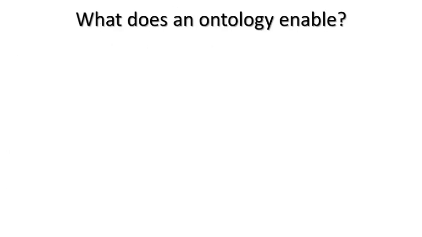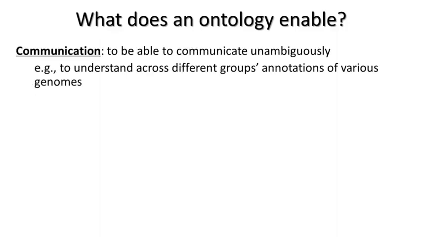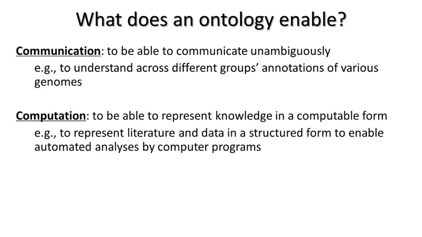So why is ontology important? What does it enable us to do? First, communication. An ontology allows different people to communicate unambiguously. For example, with an ontology of gene function, different groups annotating different genomes can have a common language. Second, computation. An ontology represents knowledge in a computable form so that computer programs can analyze the data automatically.